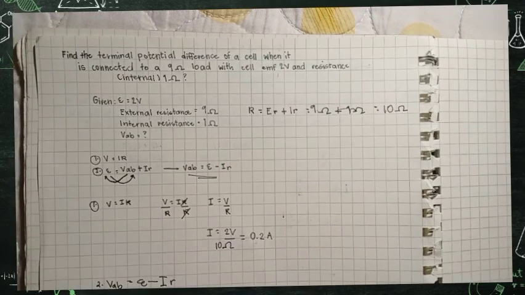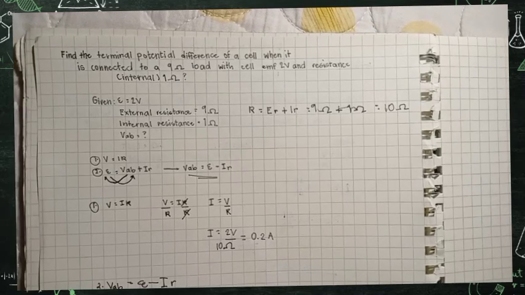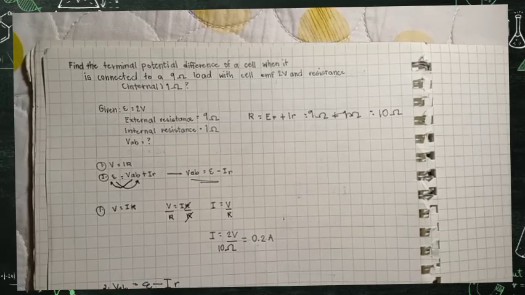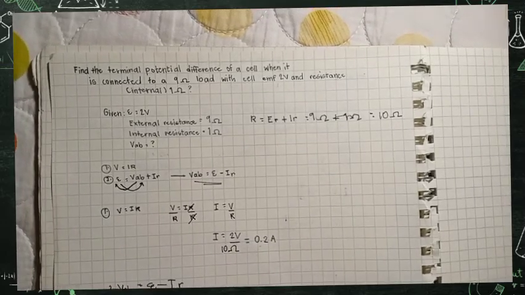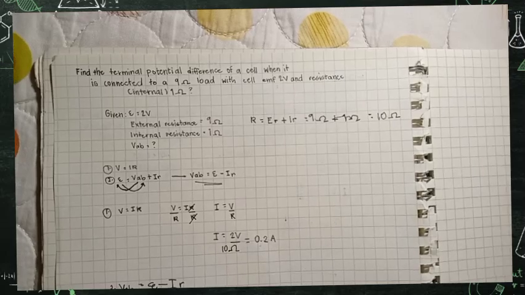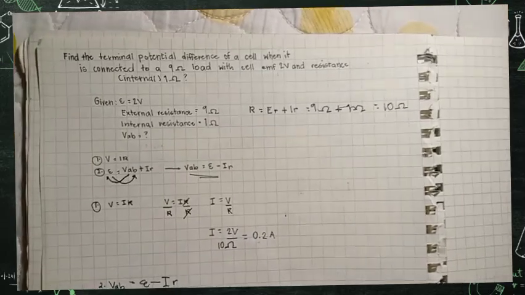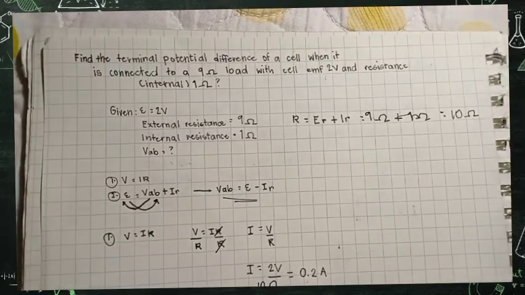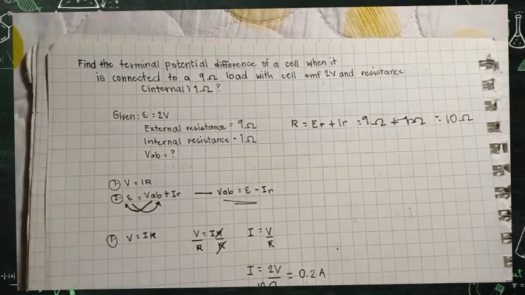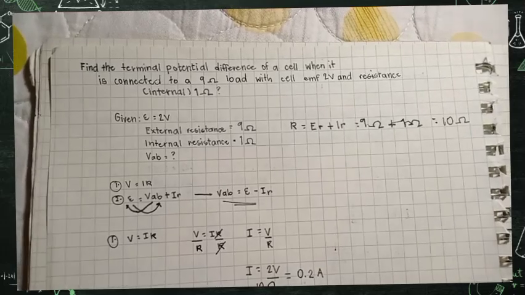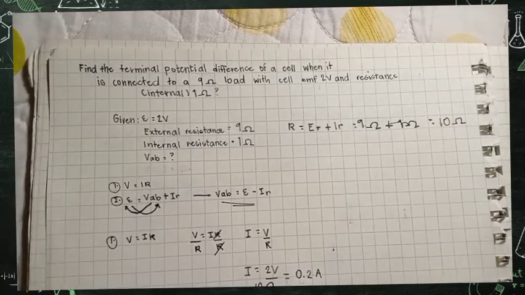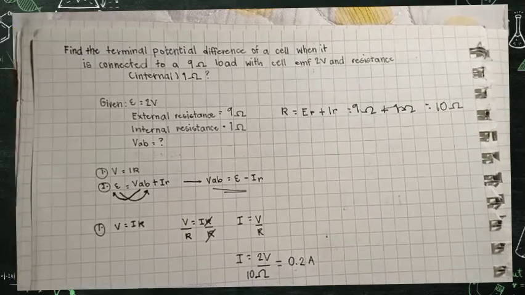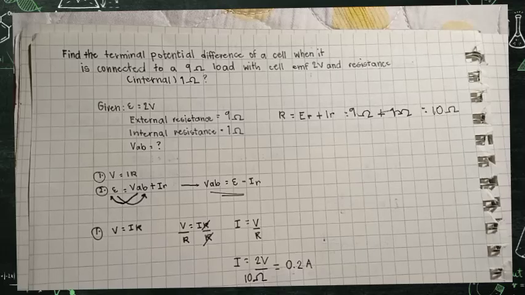So let us solve this problem using the potential difference formula. Find the terminal potential difference of a cell when it is connected to a 9 ohm load, with a cell EMF of 2 volts and an internal resistance of 1 ohm. So in our given, we have the EMF, which is 2 volts, our external resistance, which is 9 ohms, our internal resistance of 1 ohm, and here we have to find the potential difference. But before that, as you can see, we don't have a value for the resistance and the current.